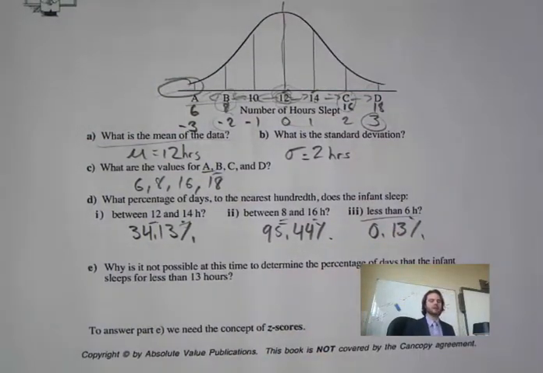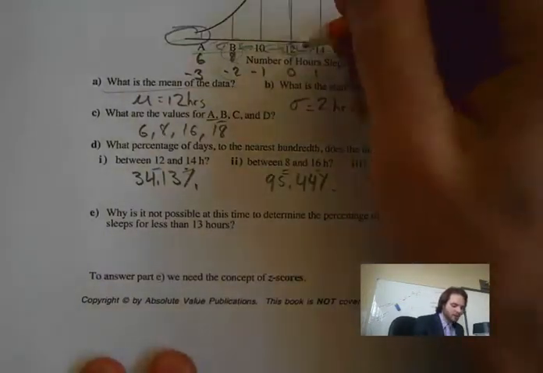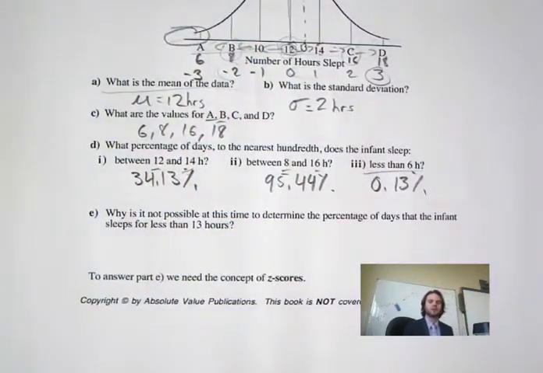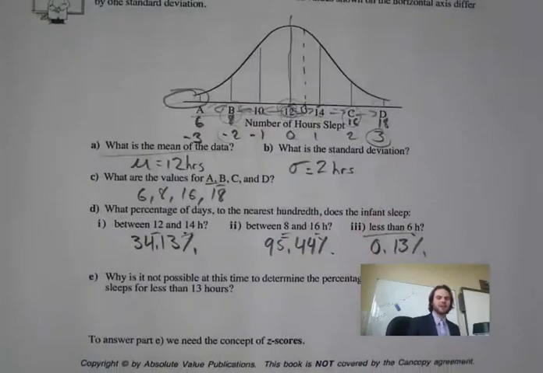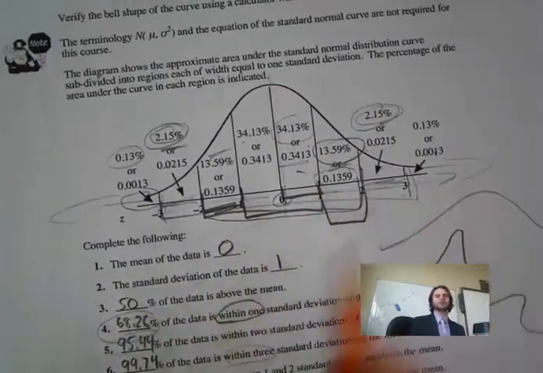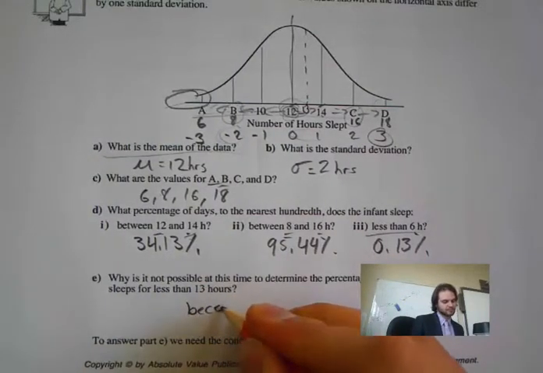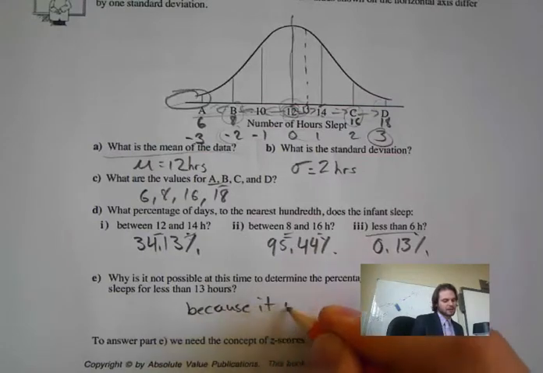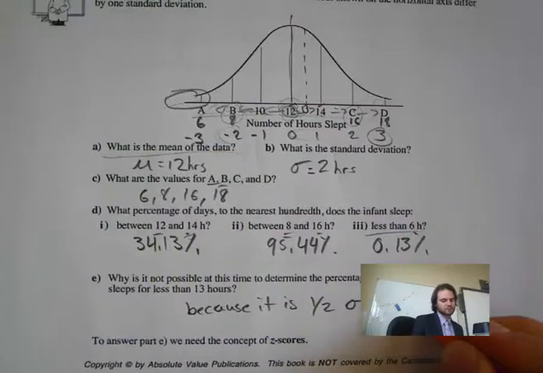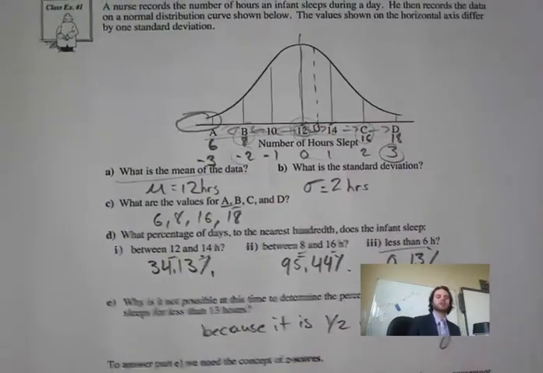Let's look that way. Now, why is it not possible to determine 13 hours? If I look, 13 would be there. Well, that is half a standard deviation away, isn't it? And here, we only know the full standard deviations based on this. So it's because it is half a standard deviation away, and we only know full. We will get to solving this a little bit later.